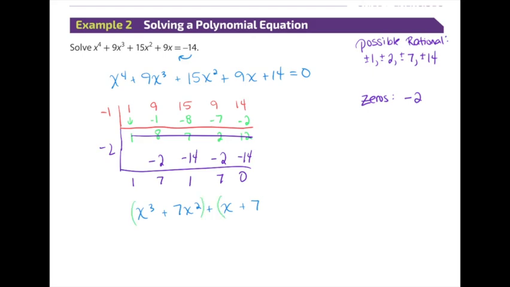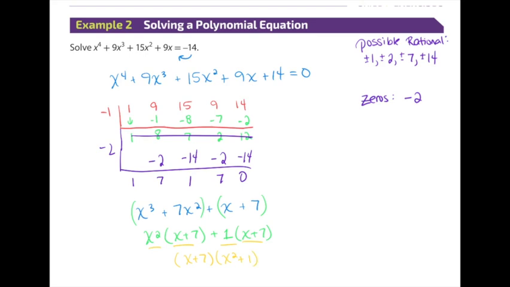So I'm going to group here and group here. What can I take out of the first group? X squared comes out. I'm left with x plus 7. If nothing comes out, what do I put in front? A 1x plus 7. Then my groups are going to be this x plus 7 and this x squared plus 1.